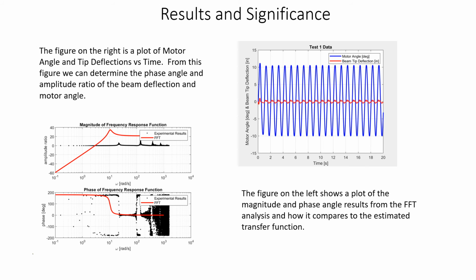The figure on the right is a plot of motor angle and tip deflection versus time. From this plot, we are able to determine the amplitude ratio and the phase angle. The figure on the left shows a plot of the magnitude and phase angle results from the fast Fourier transform compared with the estimated transfer function.